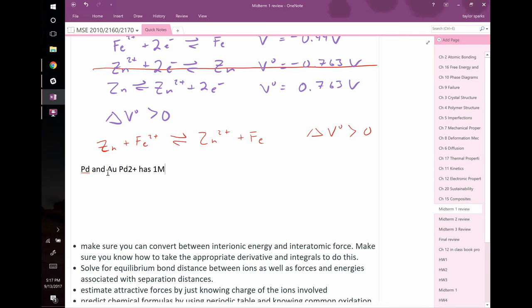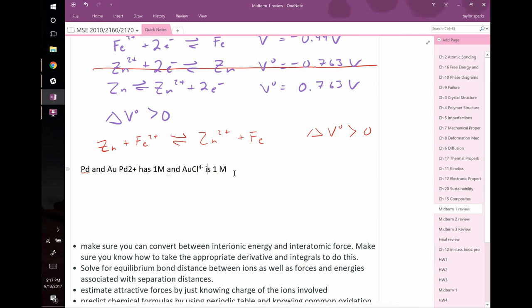So Pd2+ and gold 3+ or 2+, what is it? AuCl4- is one molar as well. Okay. So leaving AuCl4- at 1M, what must be the concentration of Pd2+ ions in order to reverse the spontaneity? Okay. So how would you go about this?